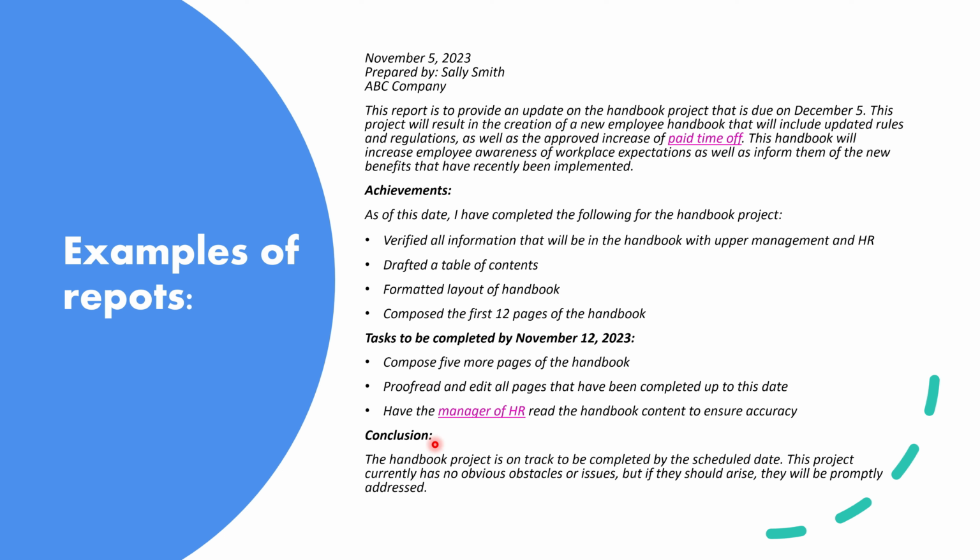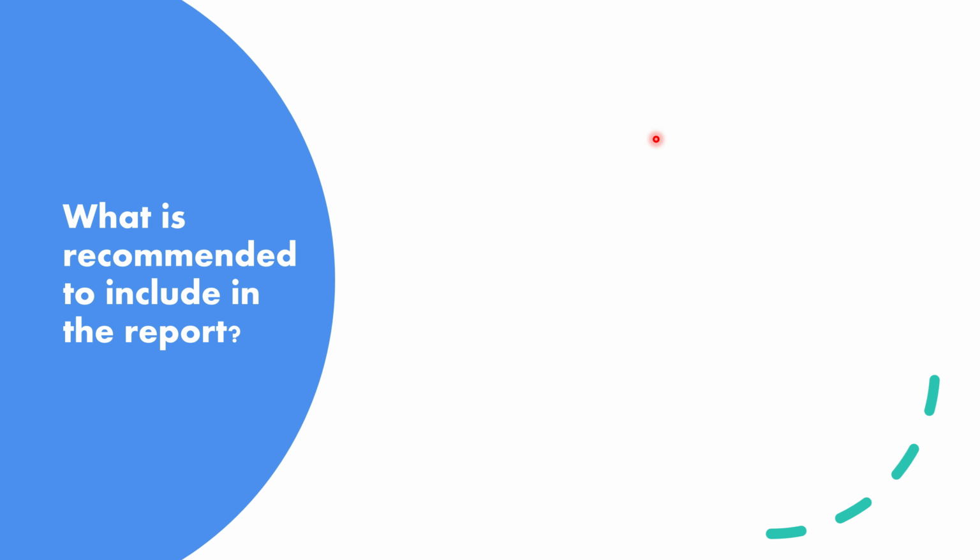And the conclusion will maybe tell me if I have any issues to solve. So let's see, the handbook project is on track to be completed by the scheduled date. This project currently has no obvious obstacles or issues, but if they should arise, they'll be promptly addressed. So it's telling me that there are no problems, no obstacles up to now, no issues, and if there are, they will be handled. So this is a conclusion. It doesn't have to have something important all the time, but it does have to summarize what exactly is needed from the writer.